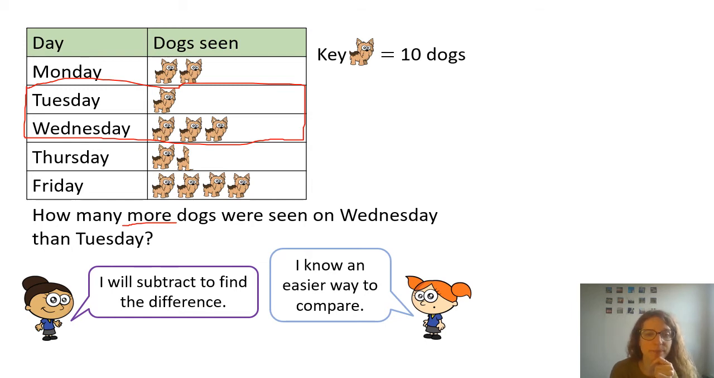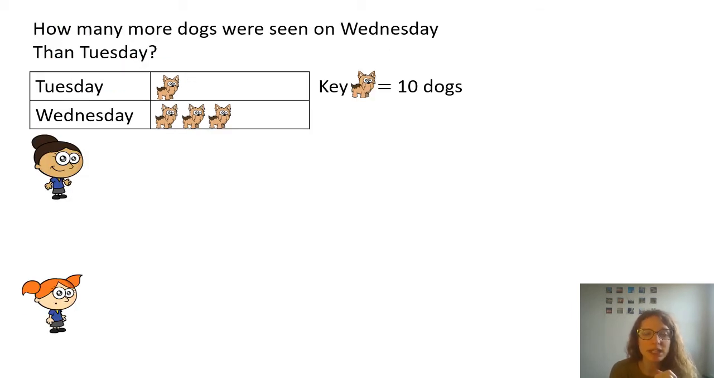We've done it, so it's just the Tuesday and Wednesday now, so you can see it nice and clearly. Remember that each picture of a dog is worth 10.